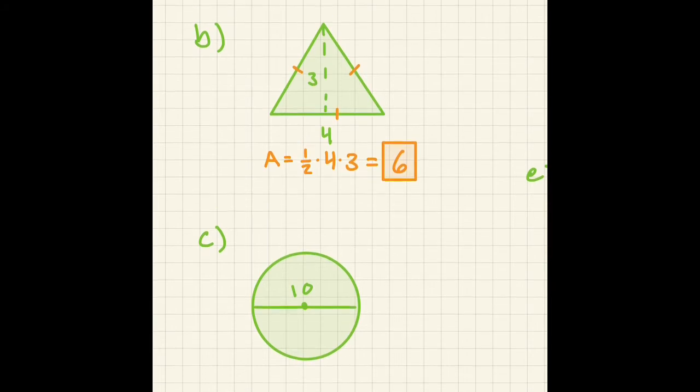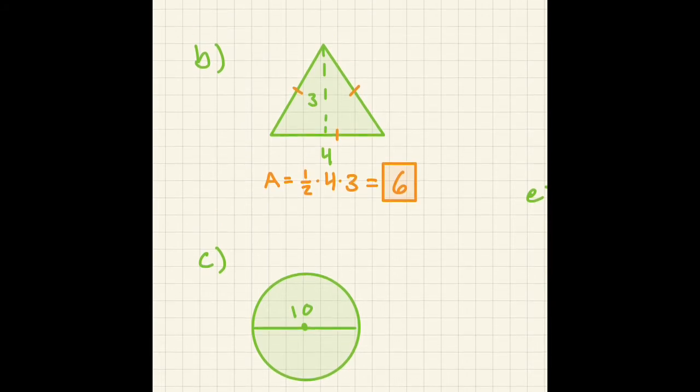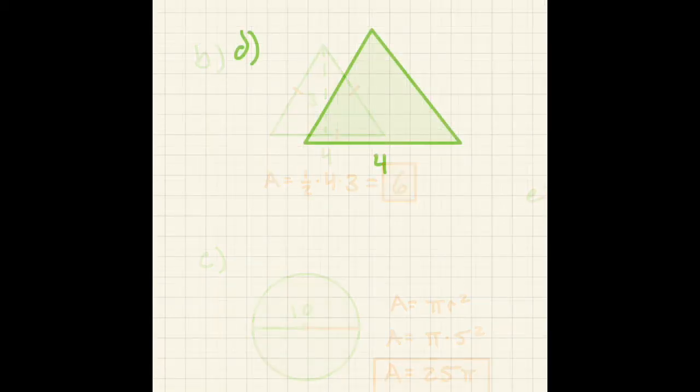All right, scrolling down to letter C. Letter C gives us a circle, and it gives us a diameter. Remember that the area for our circle is going to be area equals pi r squared, where r is the radius. They gave us the whole diameter, but we can quickly figure out that the radius would only be half that much. So that's going to be area equals pi times 5 squared, which gives me the area equal to 25 pi. You can leave it in terms of pi, so we don't need to evaluate that using the decimal, and that's going to end up being our area there, 25 pi.